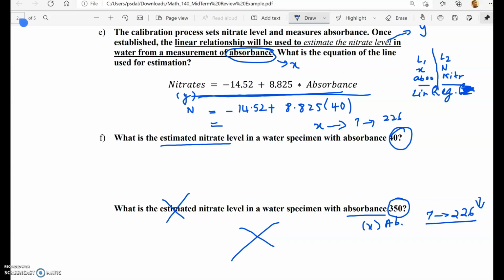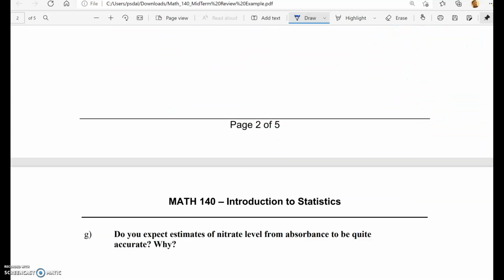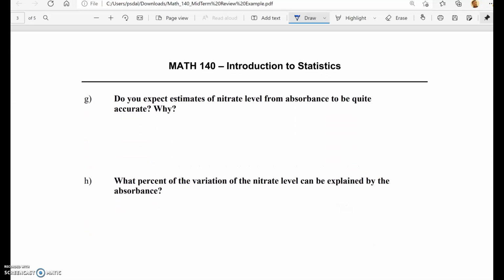Simplify this using your calculator to get 338.48 milligrams per liter, because those are the units given in the question. So let's just quickly go over this. We cannot plug in a 350 because it's outside the range of values of absorbance collected, outside the range of the data collected. But we can plug in a 40 because it is within this range, 7 through 226. So the absorbance value, you can't just plug in anything you want. It has to be within the range of the values of absorbance collected.